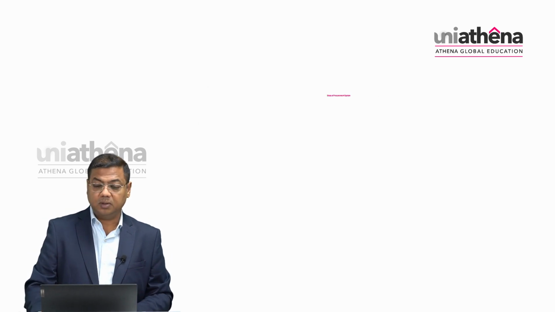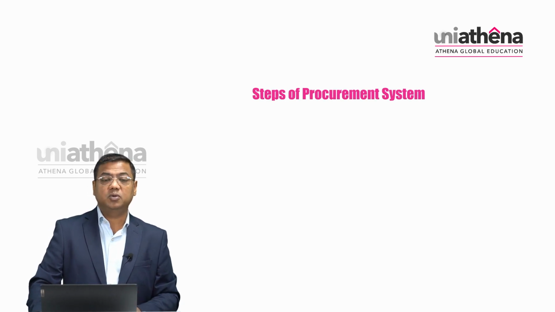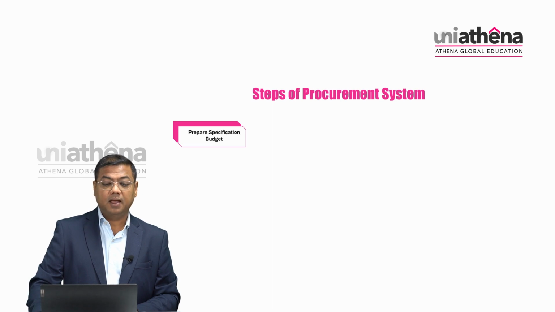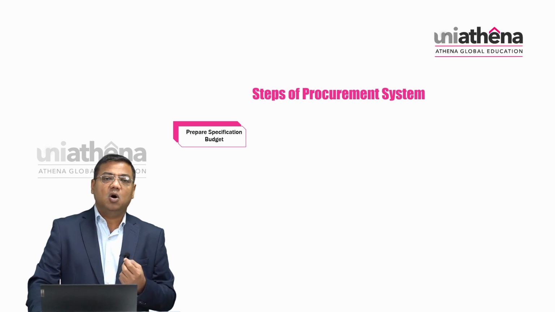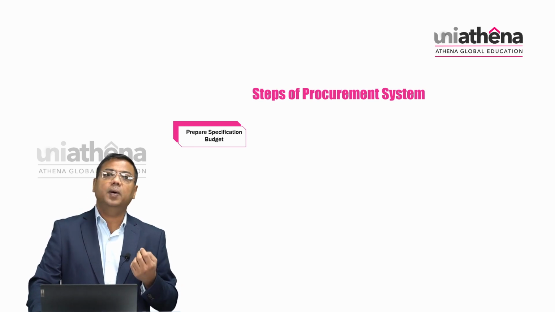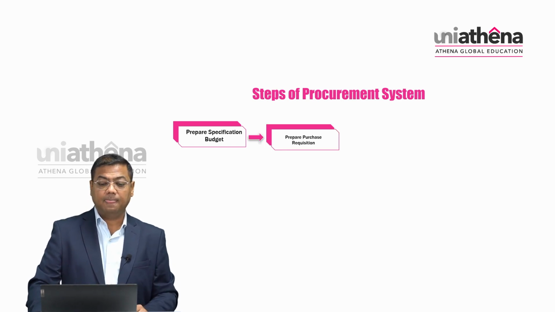And that's very important. But there are several steps that a company follows when it comes to their procurement system. There is a preparation of a specific budget. How much do I need to spend? What is my procurement budget? Organizations have a budget and they go by this budget for the purpose of their business planning.